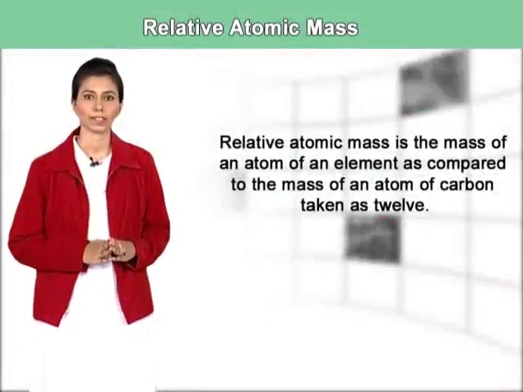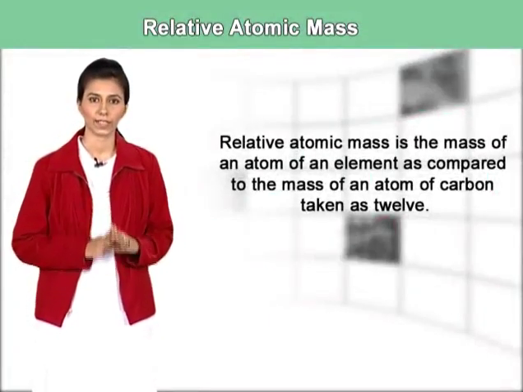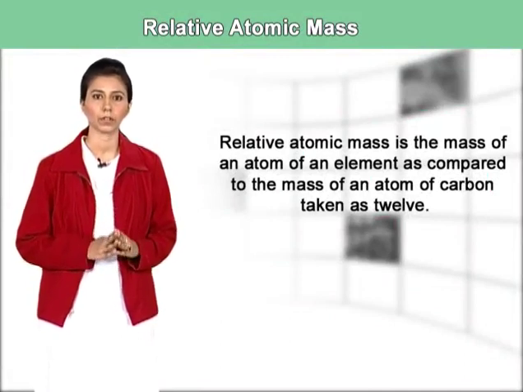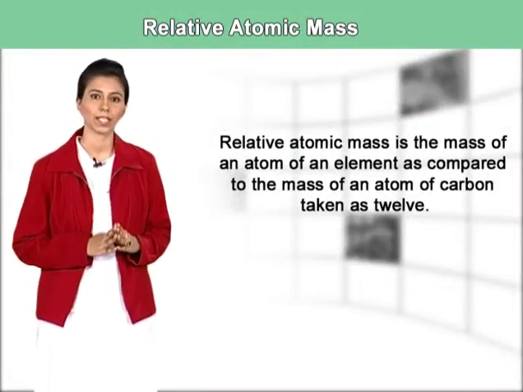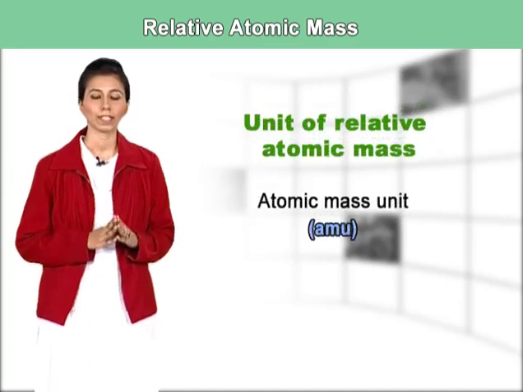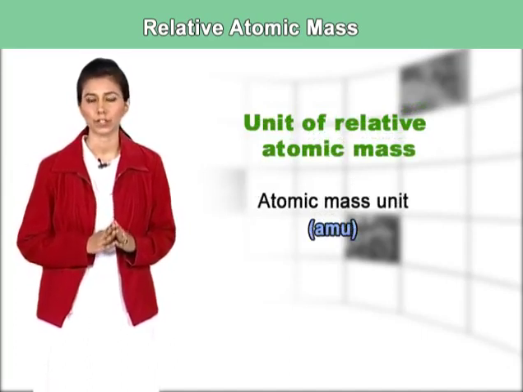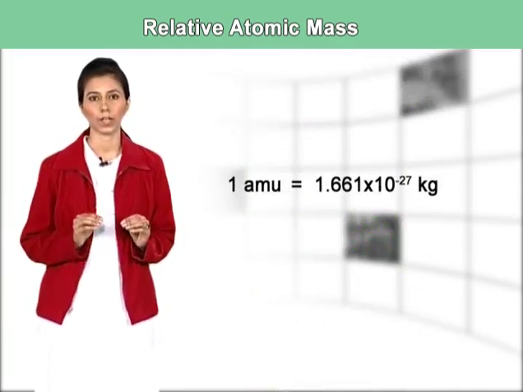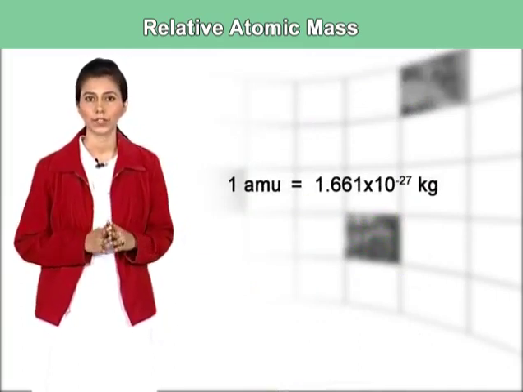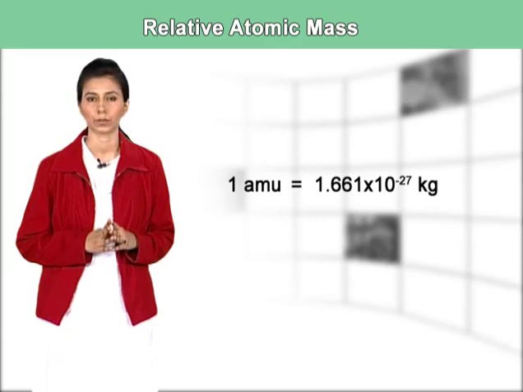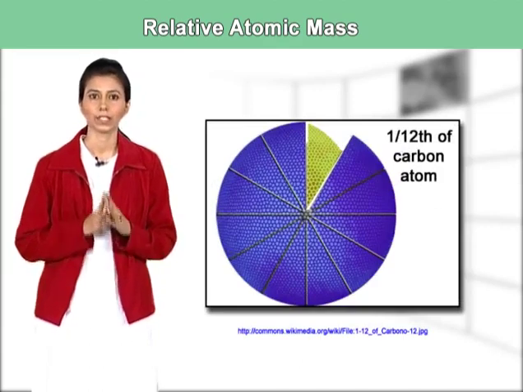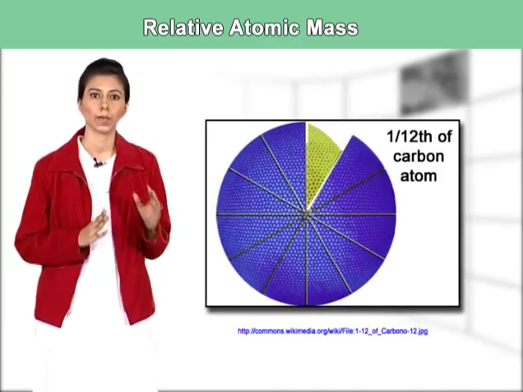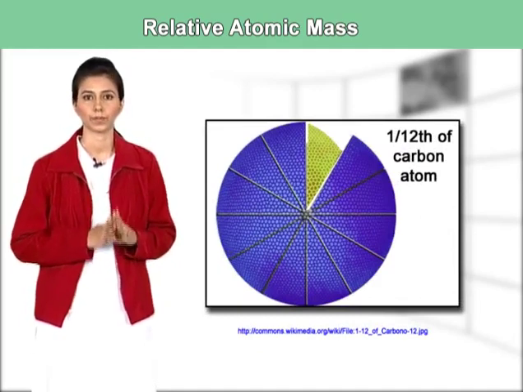Relative atomic mass is the mass of one atom of an element compared to the mass of one atom of carbon taken as 12. Relative atomic mass is measured in atomic mass units. One atomic mass unit is equal to 1.661 × 10^-27 kilograms. It is actually 1/12th of the weight of carbon.